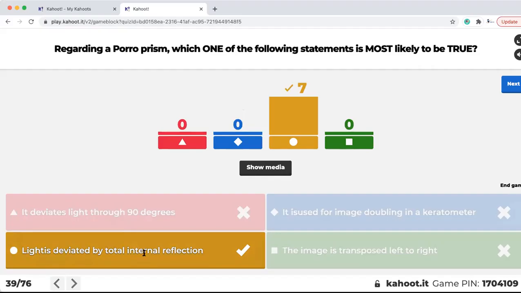Light is deviated by total internal reflection. This is correct. And the image is transposed left to right. So this is not true. Can anyone tell me an example for a prism that shifted the image from right to left or left to right?